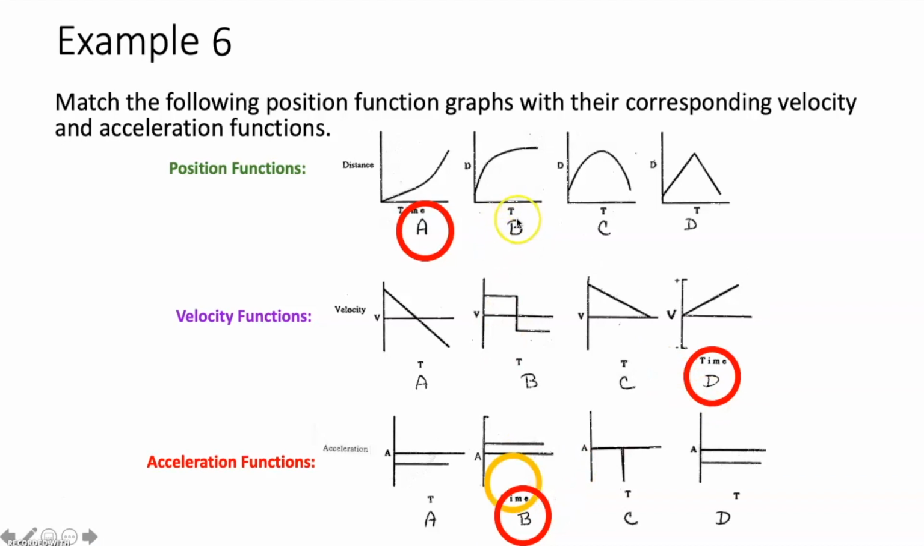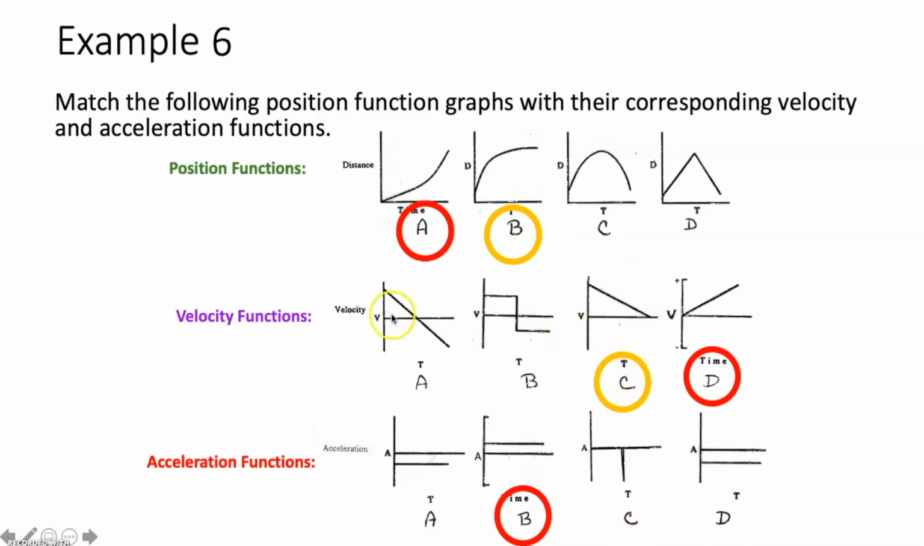Now let's go with B. If B is our position function, we are looking for y values down here that match the slopes of the tangent lines to the curve, because velocity is the derivative of position. So the slopes of the tangent lines to this curve start off very positive and then get less and less positive as time increases and approach zero. So which y values here start off positive and then approach zero as time increases? That would be this one right here, graph of C.